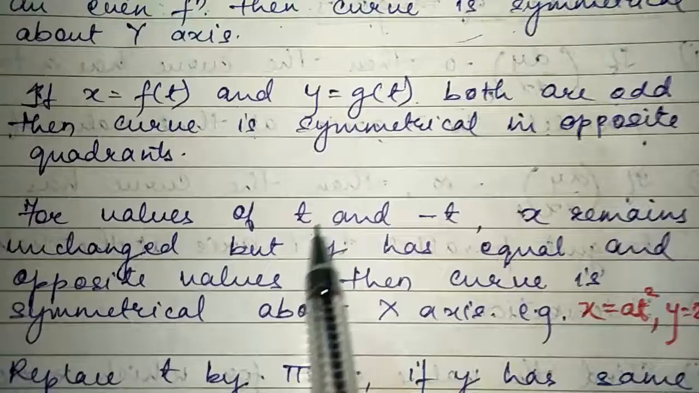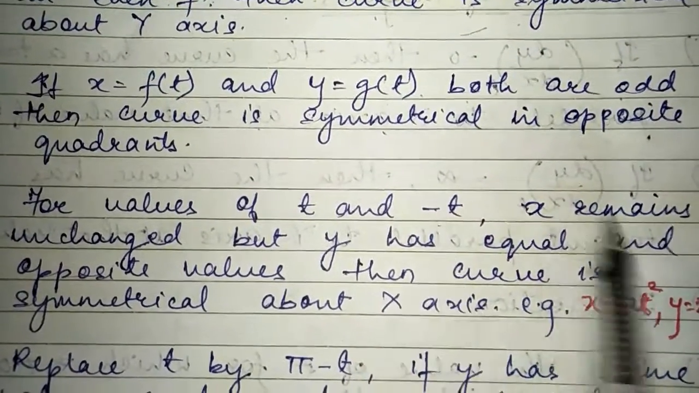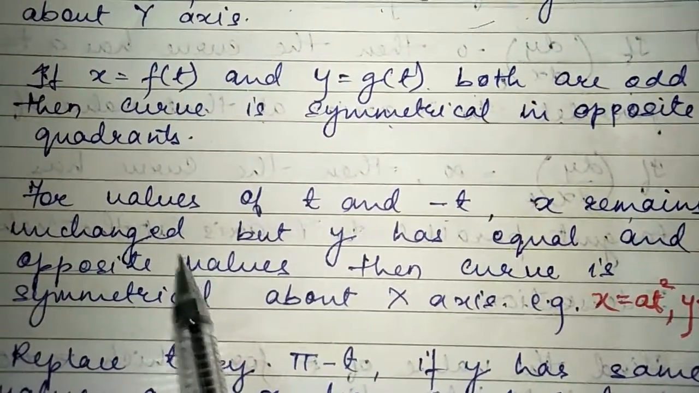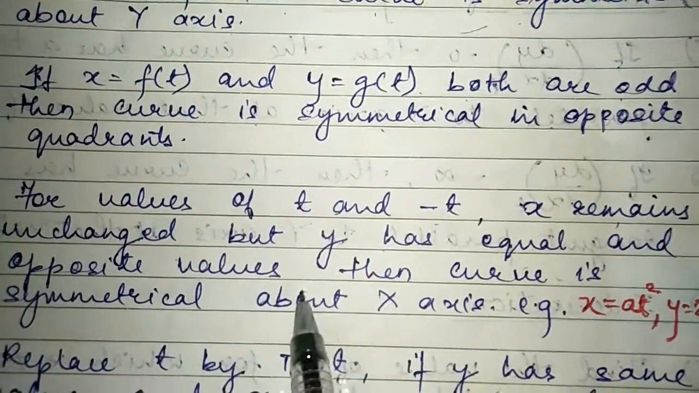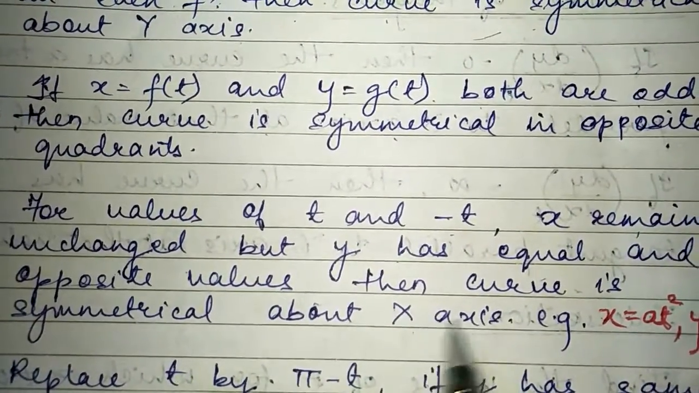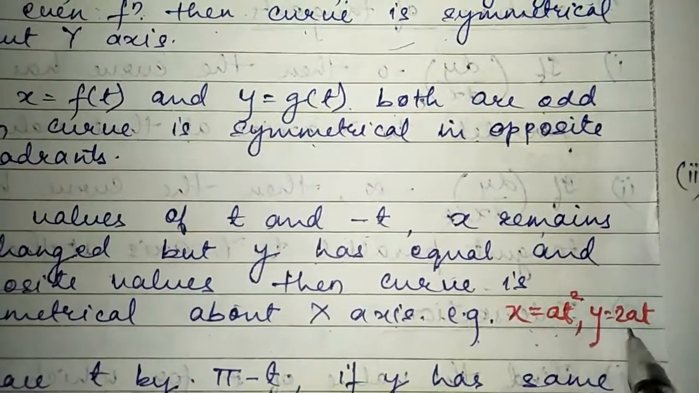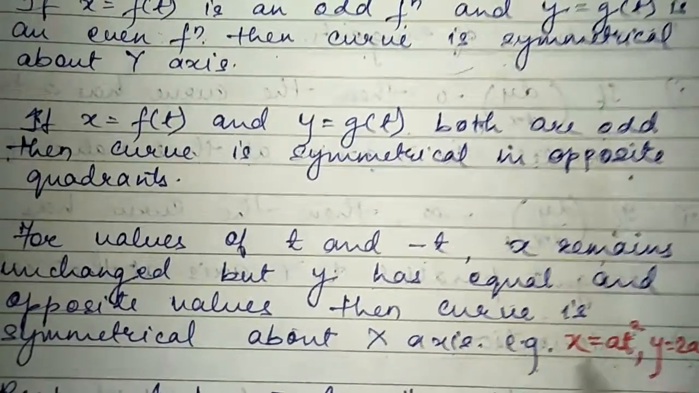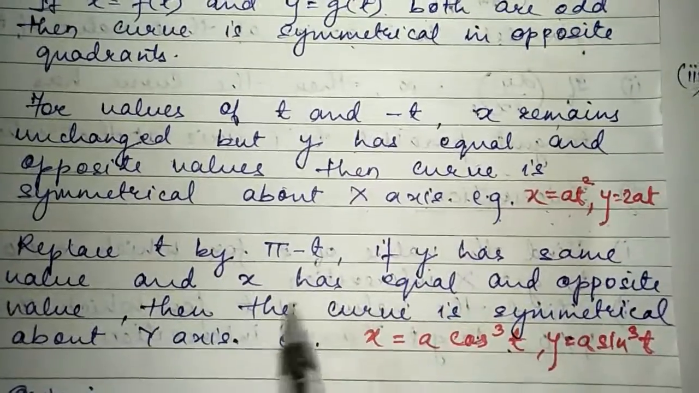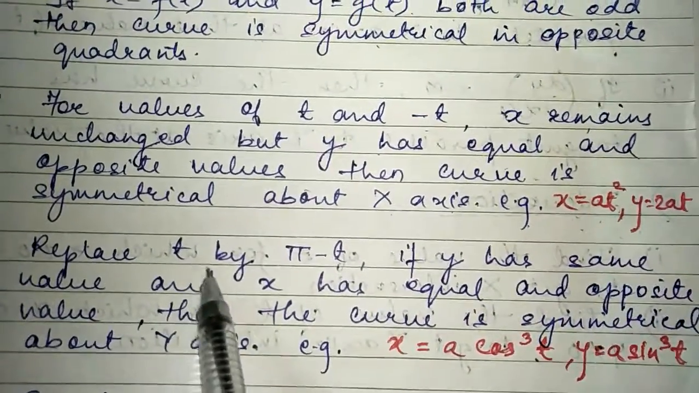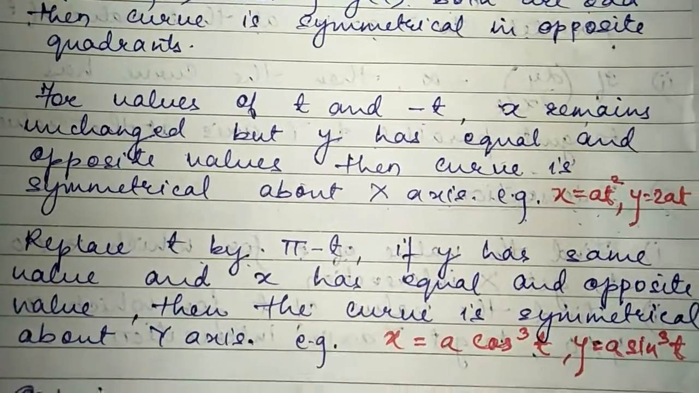Next, for values of t and minus t, if x remains unchanged, but y has equal and opposite values, then the curve is symmetrical about the x-axis. Same, it is x is equal to at square, y is equal to 2at. We have seen it. Another point, replace t by pi minus t.